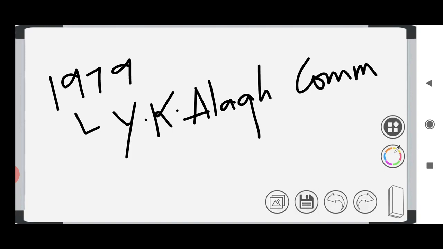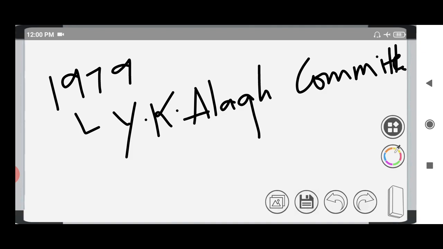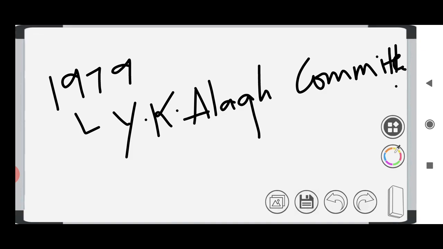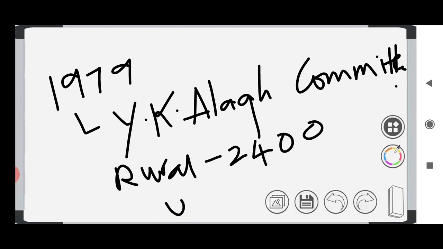Committee. So in this YK Alagh Committee, this is the first time to use average calorie intake actually. So they calculated the average calorie intake, and based on that they suggested for rural the average calorie intake which is needed is 2400 calories, and for urban the average calorie intake which is needed is 2100 calories.